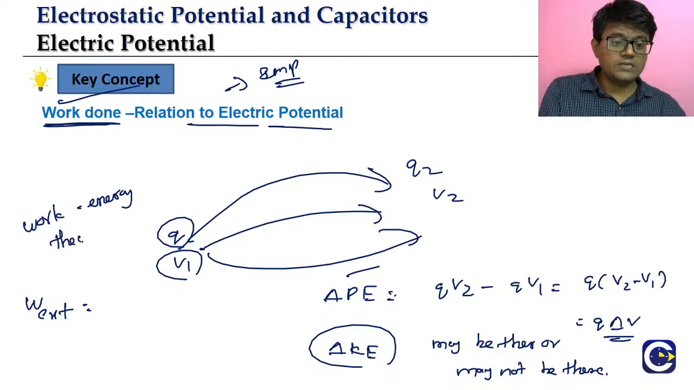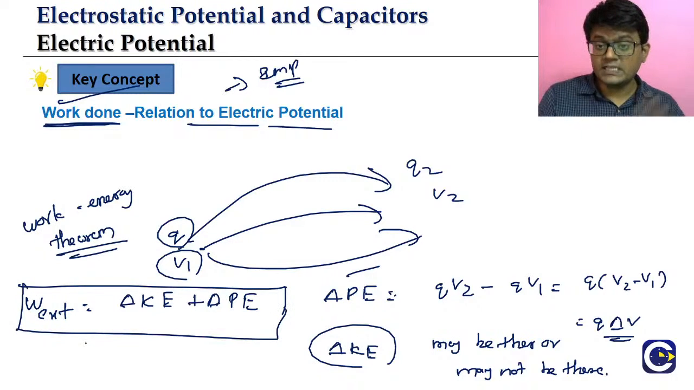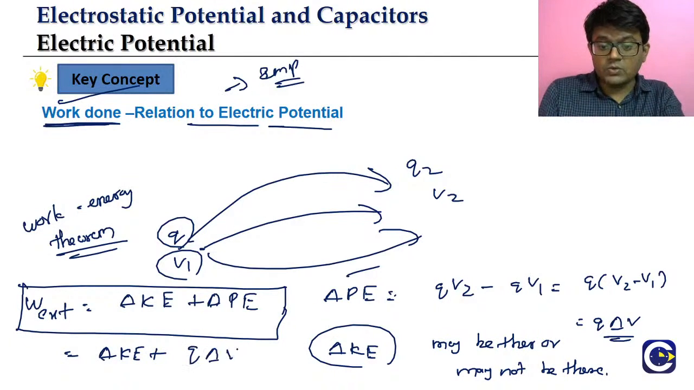Work energy theorem oda basic formula enna? Work done by the external forces is equal to what? Change in kinetic energy plus change in potential energy dana. What is the work done by the external force? Change in kinetic energy plus change in potential energy. Inga parunga, change in potential energy ku badala nama enna eludala? Q times delta V. Adudha. So this is the relation.